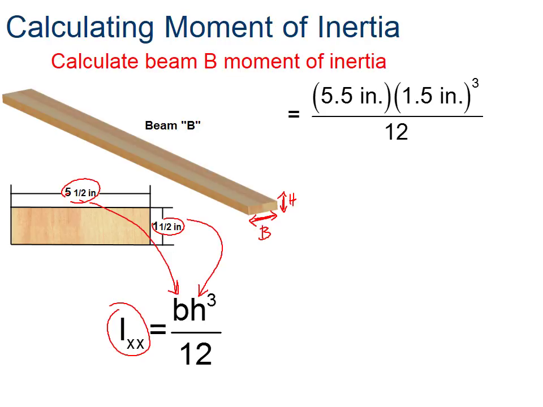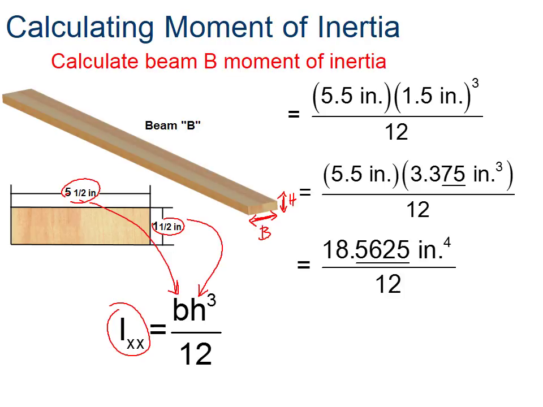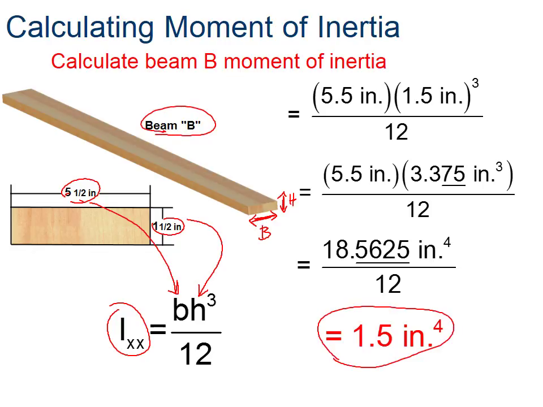Our 5.5 inches multiplied by our 1.5 inches cubed divided by 12, we are going to come up with a moment of inertia for beam B as 1.5 inches to the 4th power. So if you look at the two boards, it's actually the exact same board, just turned on its side. The numbers of the moment of inertia are completely different.